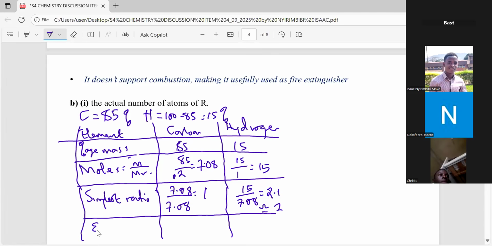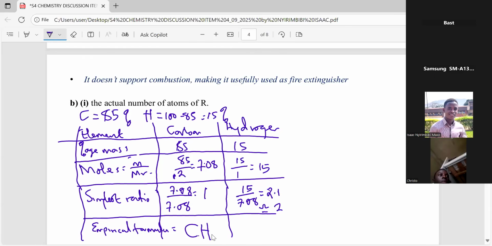Okay. Now we shall get the empirical formula. So the empirical formula will be C. Now remember, we have only one, so it will just remain C. Then H, which is hydrogen, but they are two. So that is the empirical formula. But what are we looking for? We want to get the molecular formula. Now we shall write that molecular formula.